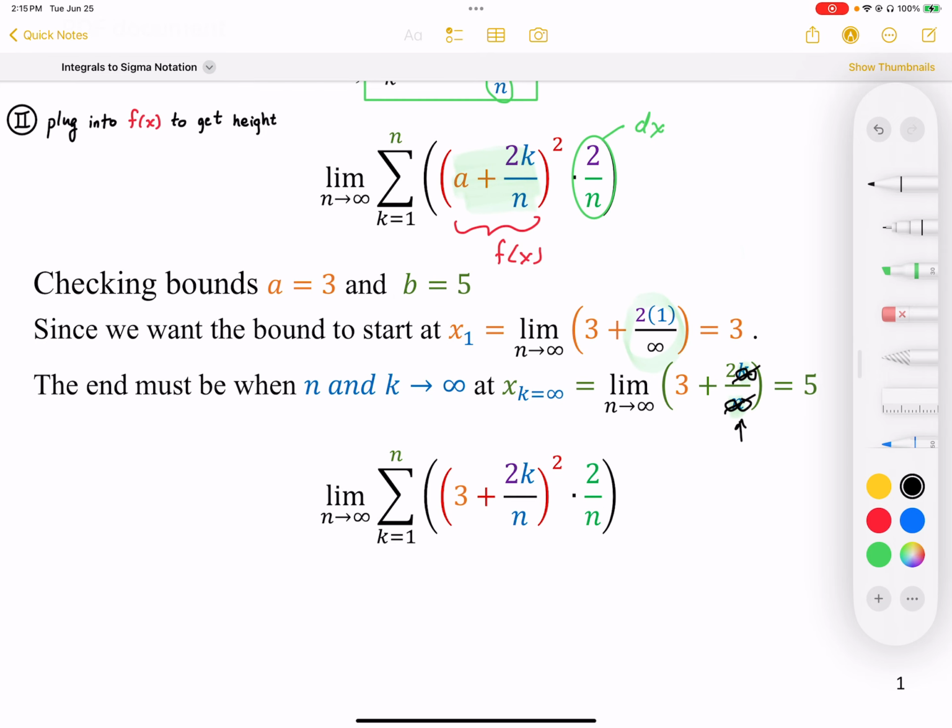This expression represents the exact value, so this is going to be equal to the integral form of x squared dx from 3 to 5. Now, if we let n be a finite value, this will accommodate any number of rectangles that we might want to use.